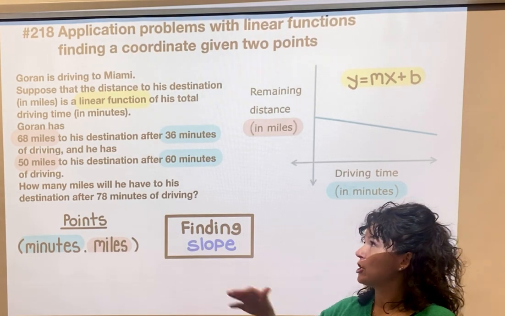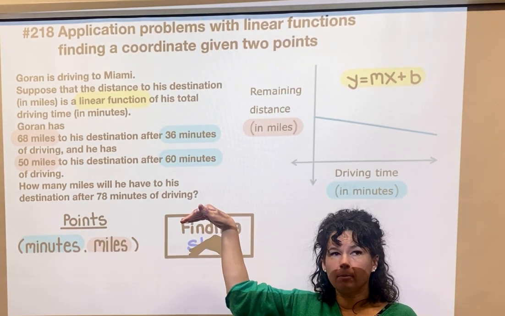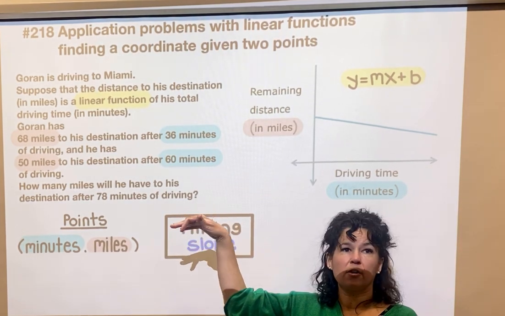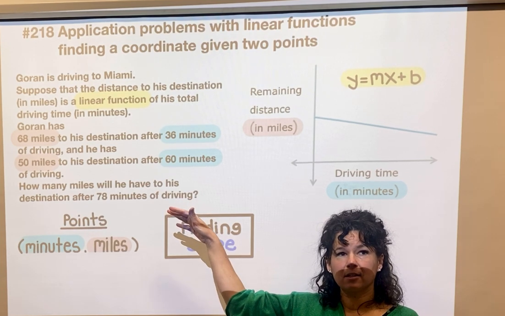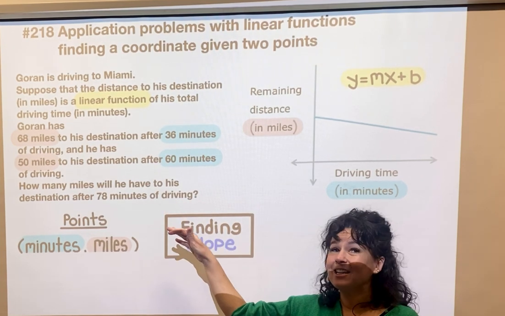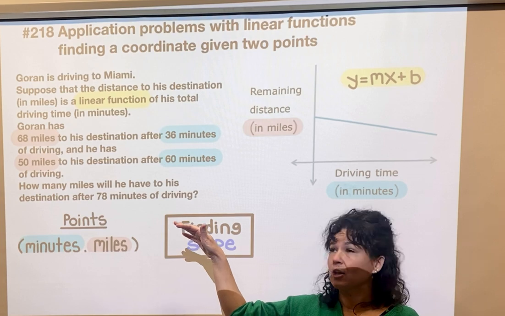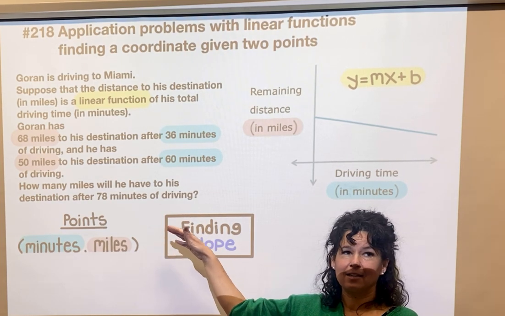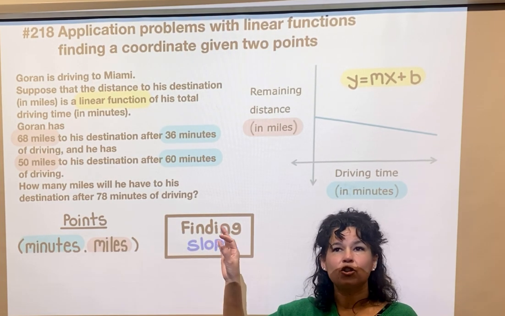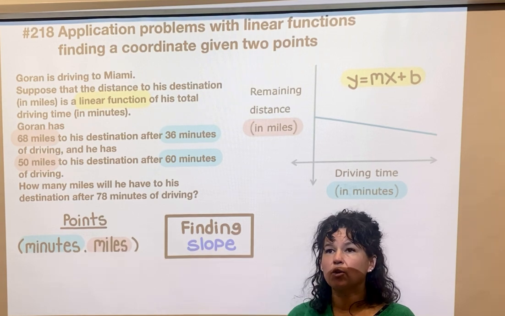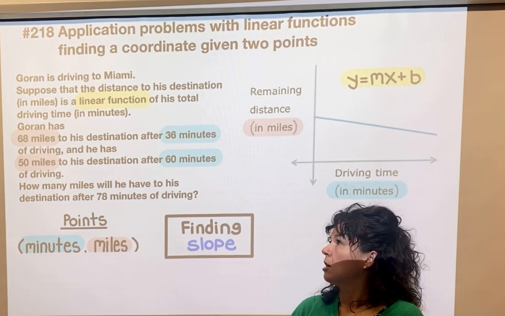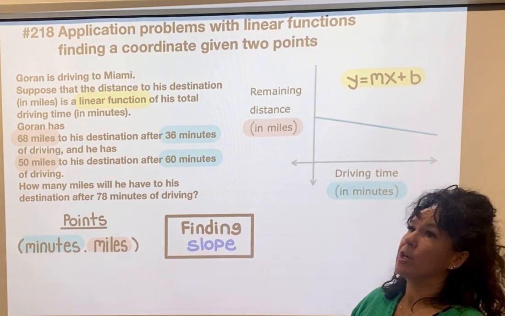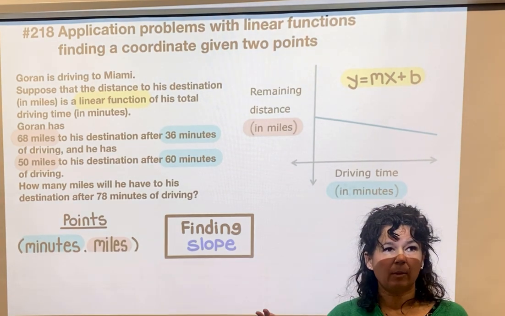The other temptation when you're reading through the problem is to really focus on the question being asked. But honestly, you're going to set the question being asked off to the side because you can't answer the question until you create the equation. So if I want to write the equation of a line every single time, what do you need?